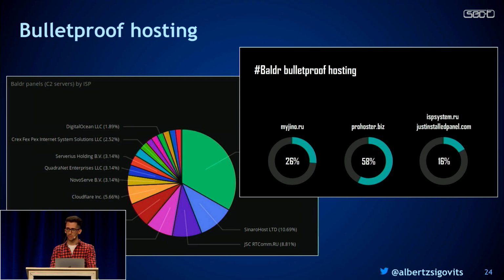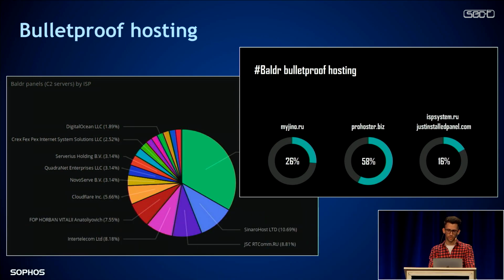But all of these would be for nothing if it weren't for bulletproof hosting services. Usually we refer to hosting firms or companies as bulletproof when the service they provide allows their customers considerable tolerance in terms of hosted content, and they achieve this tolerance by hosting clones of the malware on dozens of different IP addresses and switching the domain's DNS to point at different IPs frequently. We identified a few of these and named the top 3 on the right-hand side. These were myeno.ru, prohoster.biz, and ispsystem.ru.